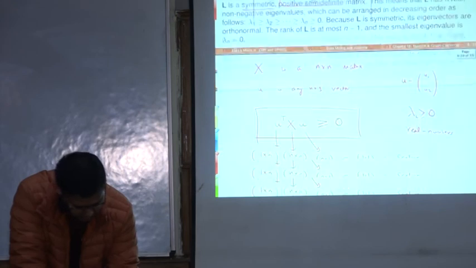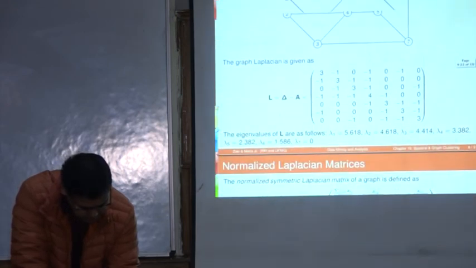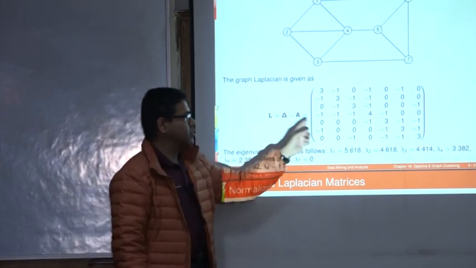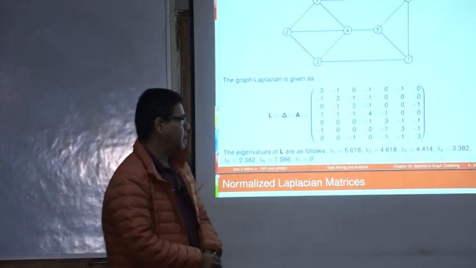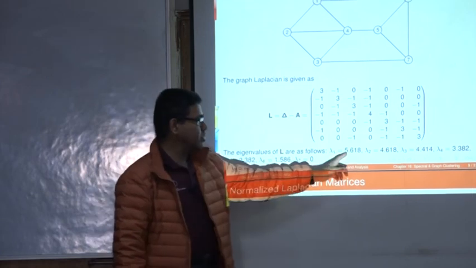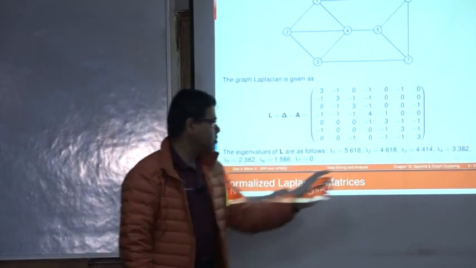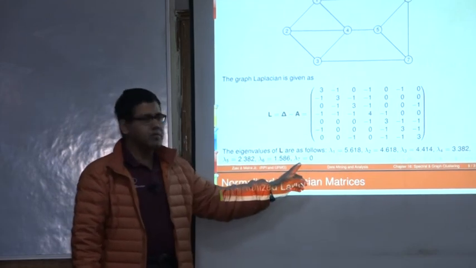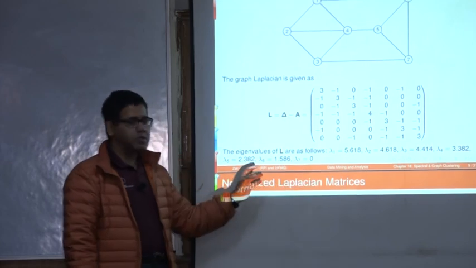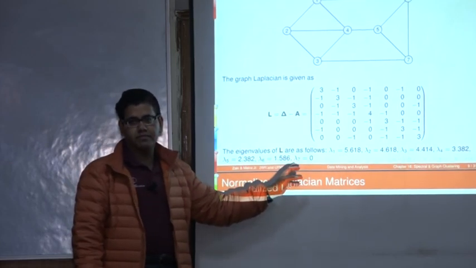So here's an example for the previous thing. This is what the Laplacian matrix looks like, and if you compute the eigenvalues, you get this set of numbers. The largest one is 5.6, then 4.6, and so on. And the last one, because it's a 7 by 7 matrix, will always be 0. There can be more zeros, but there is at least one 0.